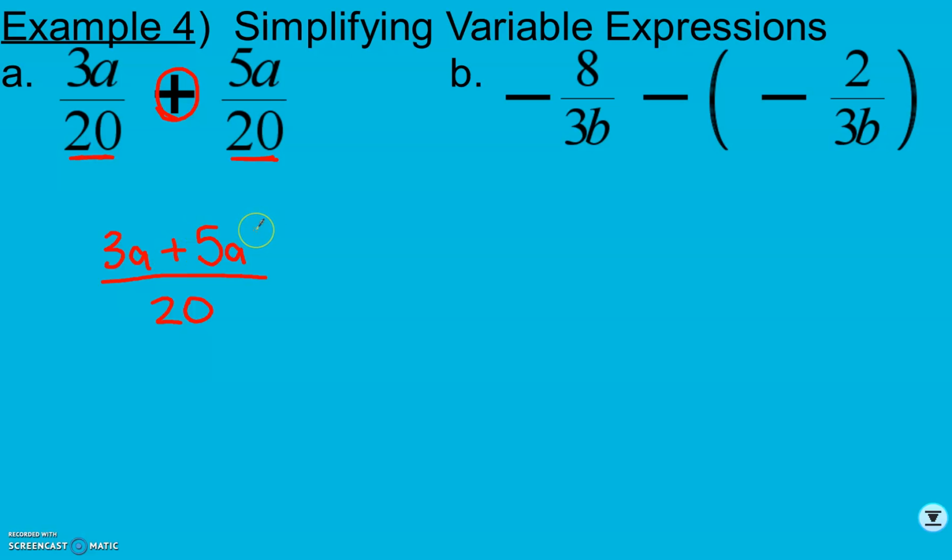3a plus 5a are like terms because they have the exact same variable part. So I can keep my variable, add my numerators, add my coefficients. 3 plus 5 gives me 8, and we keep that denominator. The last thing we want to do is try and simplify if we can. So between 8 and 20, my number parts here, my greatest common factor is 4. So I can divide them both by 4. And that's going to give me 2a over 5.